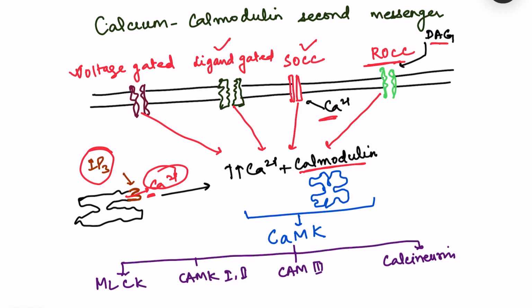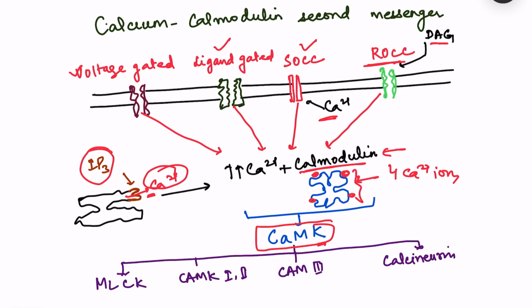Then this calcium binds to calmodulin, and this calmodulin can bind to 4 calcium ions. It has 4 sites where calcium can bind. And when 3 or more calcium ions bind to calmodulin, calmodulin causes the activation of calmodulin dependent kinases. So again kinases have come. This time they are calmodulin dependent kinases.